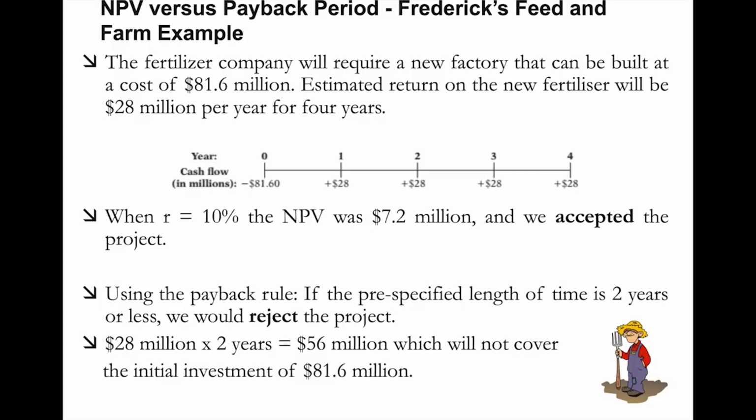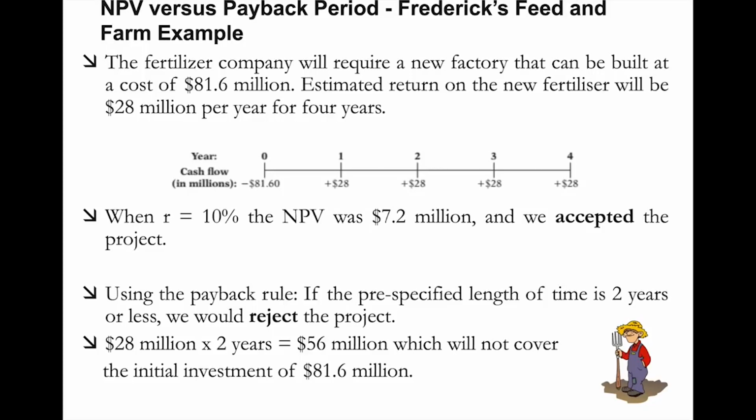Now, using the payback period rule, we would need to calculate the amount of time it takes to pay back this initial investment. So this is the payback period. Given this payback period, we would then only accept the project if the pre-specified length of time decided by the manager is less than this payback period. So having a look at this timeline of cash flows, our initial investment was $81.6 million. So how many years does it take to pay back that initial investment?